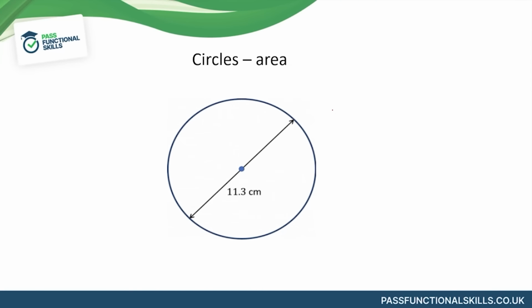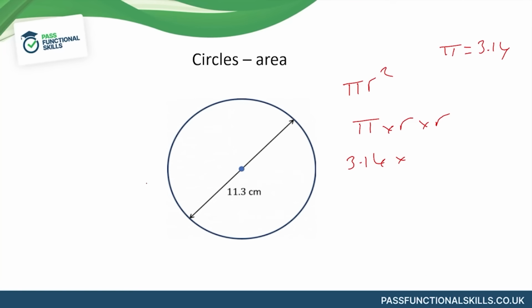Here's another area problem, and here we've been told that the diameter is 11.3. Now the formula for the area of a circle is pi r squared, so pi times the radius times the radius. Let's assume we've been told that pi is 3.14, so it's 3.14 times the radius times the radius.